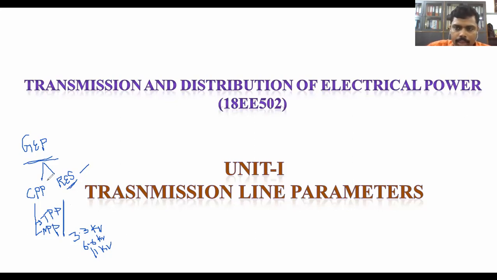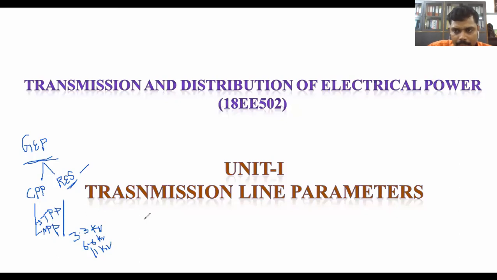Either in a conventional power plant or a non-conventional power plant, once we generate the power, we immediately need to send it to the consumer via transmission and distribution lines. There are no other options.